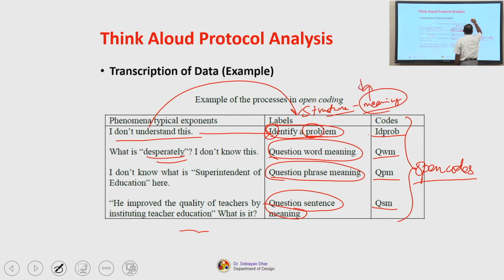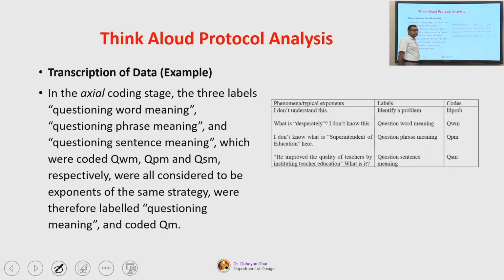It can be a theme also, right, and then these are converted into these codes. So, the codes are acronyms of the labels, that is called open coding. The next level is axial coding.